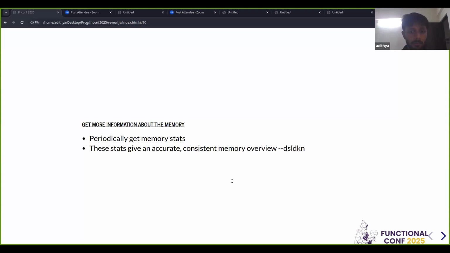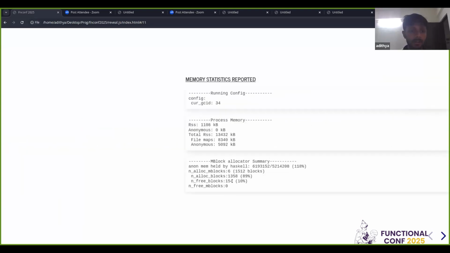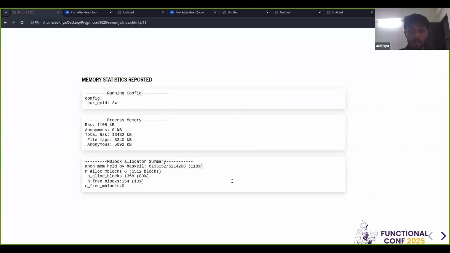All of these statistics are basically dumped in the heap file. So there is a .hp file, right? All of these statistics are currently dumped in that HP file when the primop says trigger the profiling. When the primop says dump the statistics, they're dumped into a file. So we look at the file now. Okay, so the first thing we see is that it reports GCID. GCID starts from 0 and it increments at every GC, right? So GCID 34 means that 34 GCs have happened when these statistics were being reported, right?